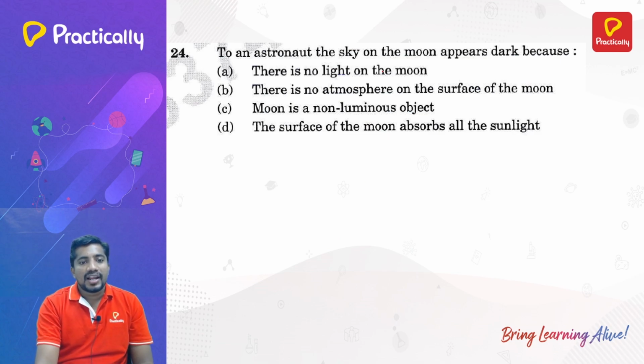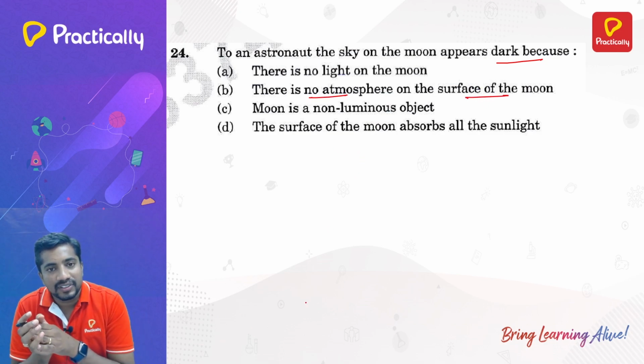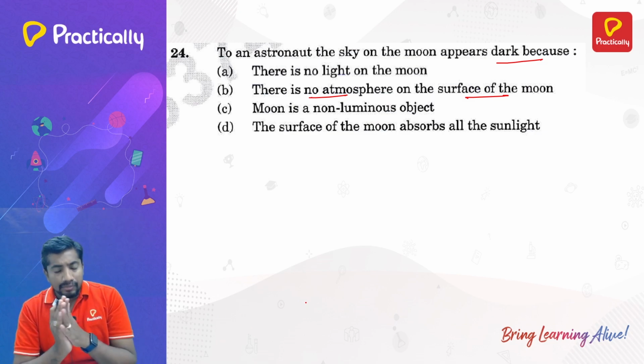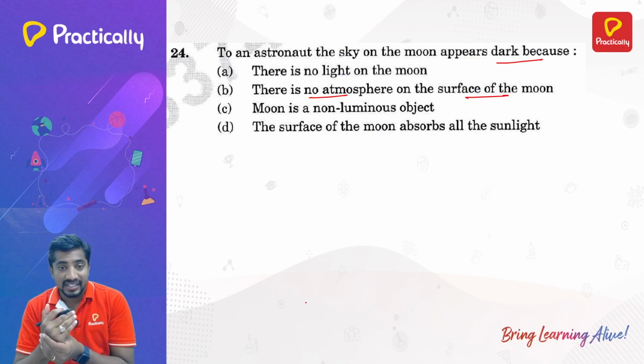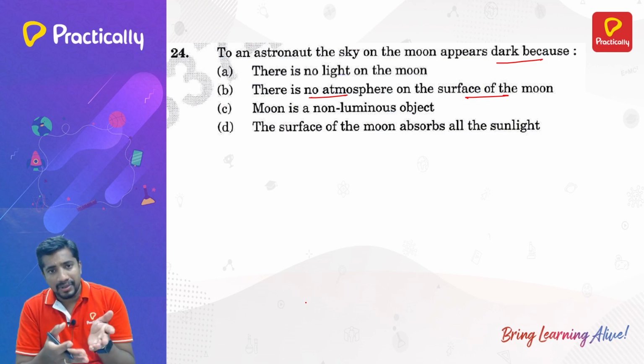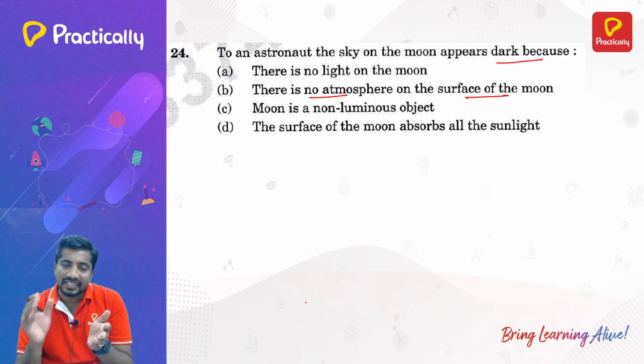24. To an astronaut, the sky on the moon appears dark because. It's very simple. There is no atmosphere on the surface of the moon. See, when we are on the surface of the earth during daytime, we used to say that sky is blue in color. Of course, we used to see it. Yeah, it's blue in color because blue light is scattered most.